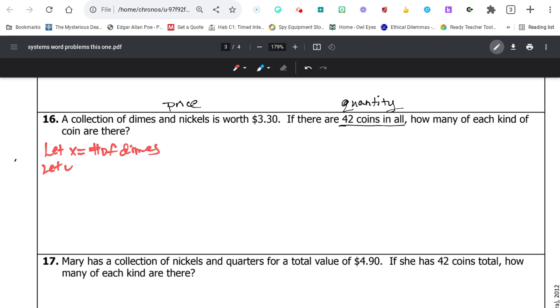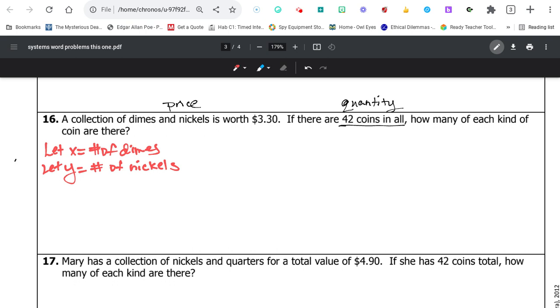And let's let Y equal the number of nickels. I don't care which one you let be X and Y. And you don't have to keep using X and Y. You can use A and B, C and D, E and F. I don't care. Just pick two letters and define them so I can know which one will be your dimes and which one will be your nickels.